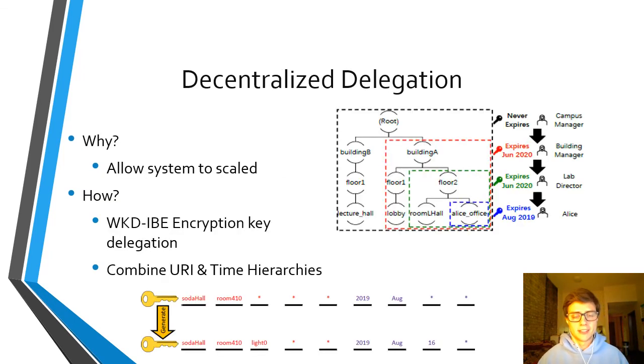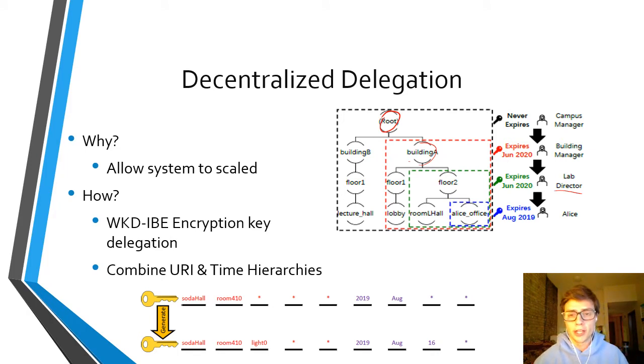So getting back to the design decisions, we have to talk about decentralized delegation. First, that allows the system to actually scale and be used in a very custom way depending on the business. Let's take a look at the diagram on the right here. We have a root that hands out a key to building A, and that building manager can then delegate to different people, like a lab director: hey, you have access to the entirety of floor 2, and it also comes with an expiration date.